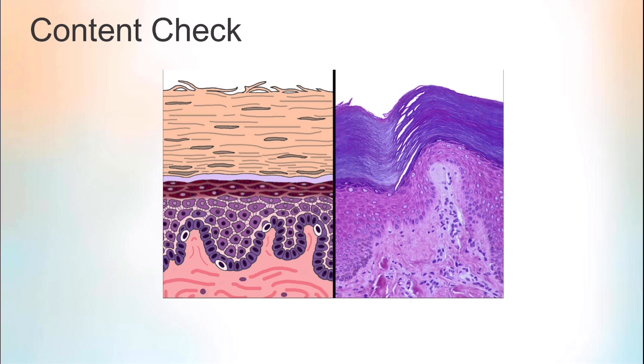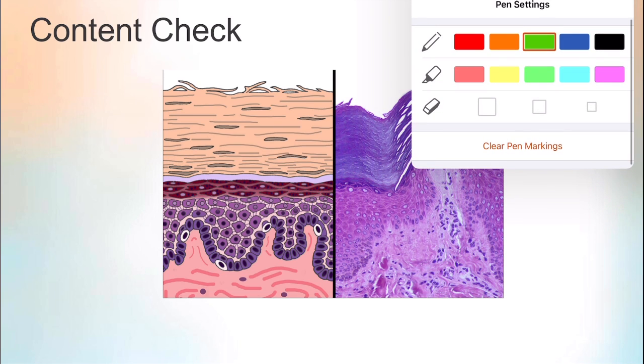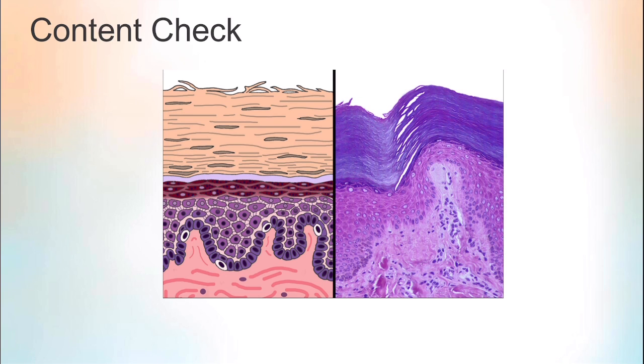All right, so doing a quick little content check. So here we have both a drawn image and a slide of our 5 layers. Let me fix my pen here. All right, so these are going to be our 5 layers of our thick skin.